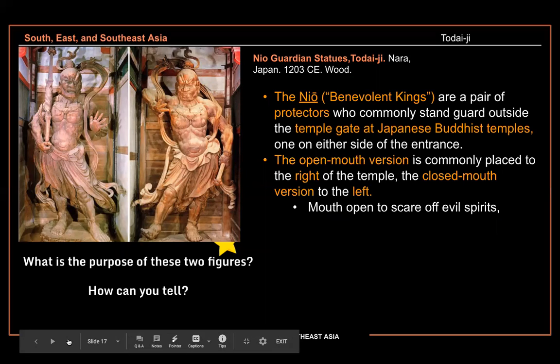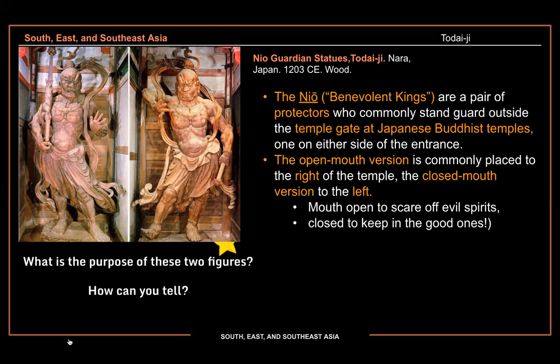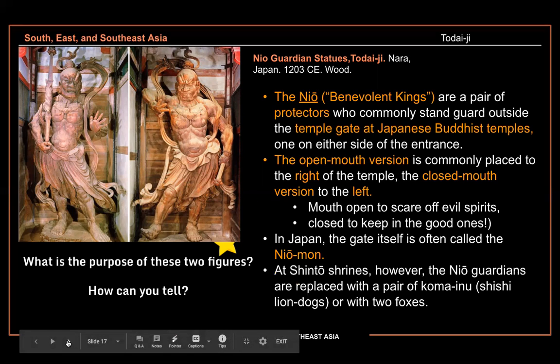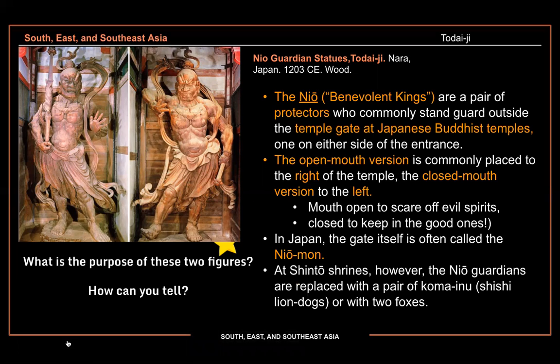The open mouth is to scare off the evil spirits. The closed one keeps the good ones in. Now, instead of being carved out of stone, these are large and they're carved out of wood. There are some great examples of Japanese guardian wood figures at the Art Institute of Chicago, but much smaller. The gate itself is actually called the Nandaimon, so it gets its name from these two guys. At many Shinto shrines, they aren't necessarily always guarded by these benevolent kings. Sometimes there are lion dogs or foxes as well.